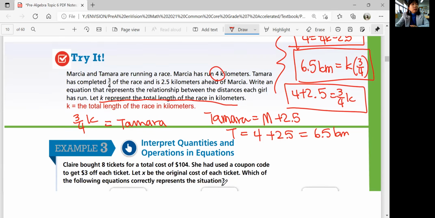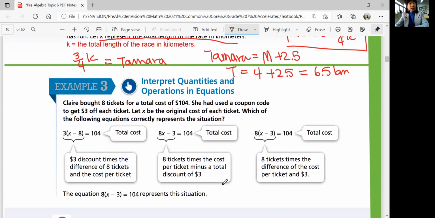All right, example 3, interpret quantities and operations in equations. Claire bought 8 tickets for a total cost of $104. She had used the coupon code to get $3 off each ticket. Let X be the original cost of each ticket. Which of the following equations correctly represents the situation? So is it this, is it that, or is it that? Which one is it? Okay, so let's try to understand the situation.